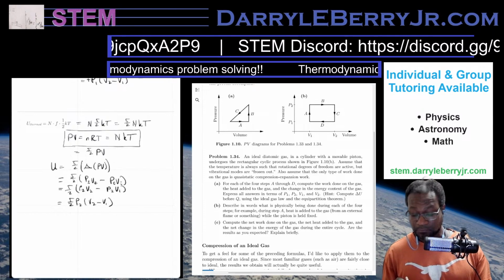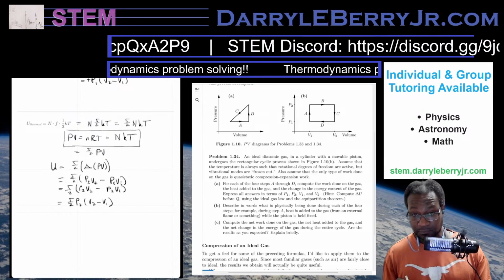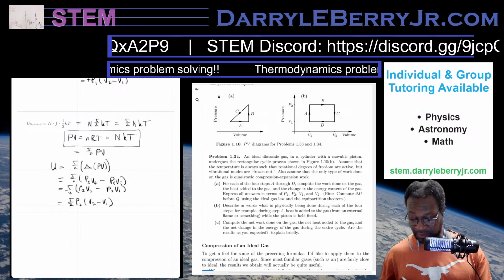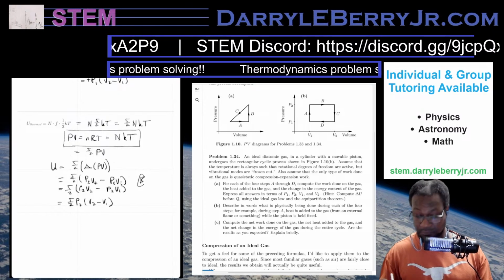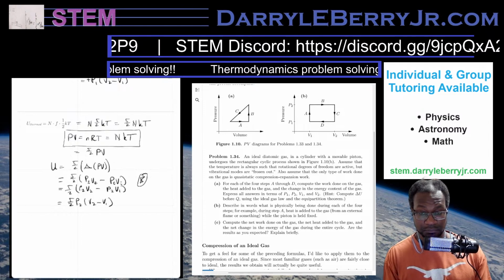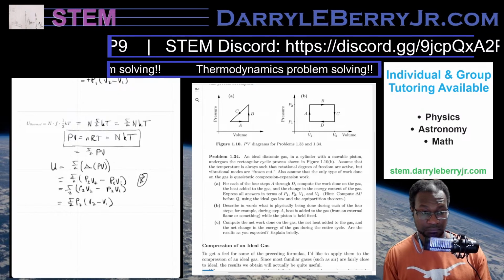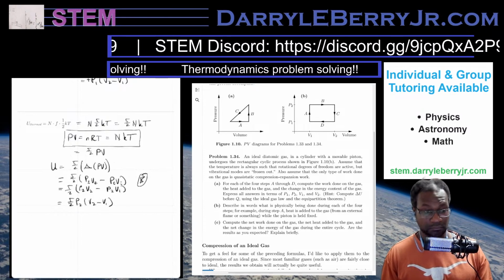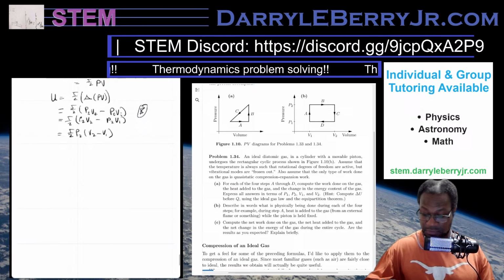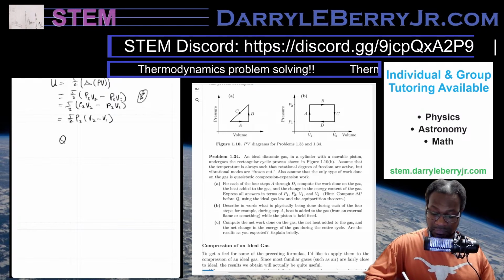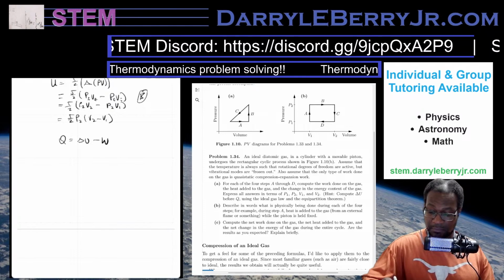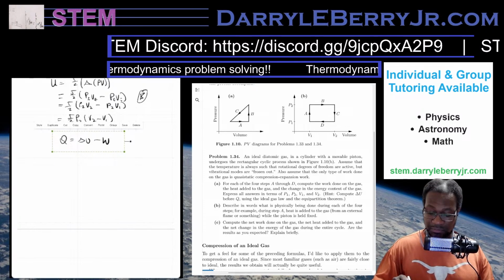Get it backwards. So right for B. The heat added to the gas during any step is just Q equals change in U minus W. It should be the first law.